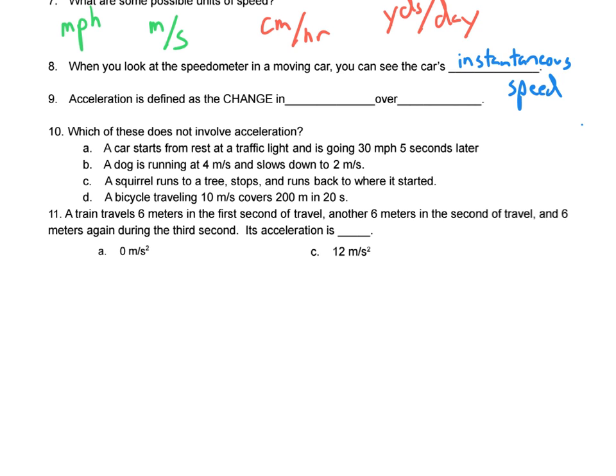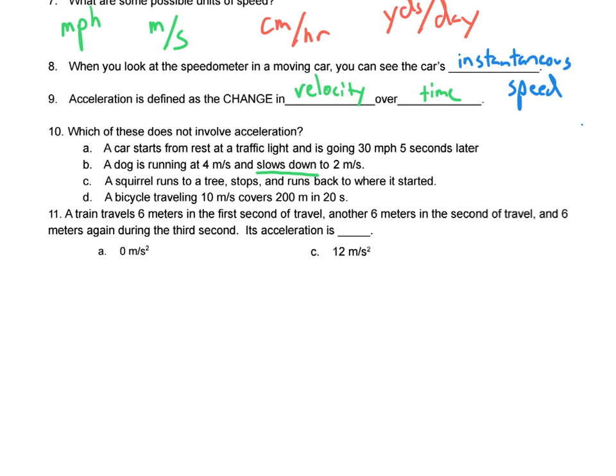Acceleration is defined as the change in what over what. Hopefully you said velocity over time. Which of these does not involve acceleration? A car starts from rest at a traffic light and is going 30 miles per hour 5 seconds later, so that velocity did change, so that is acceleration. We have a dog that slows down, again, velocity changes, so that means that there is acceleration.